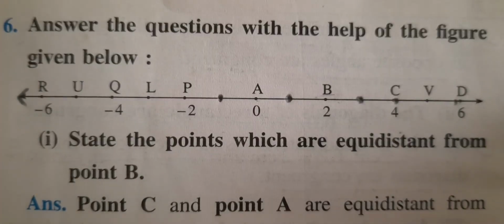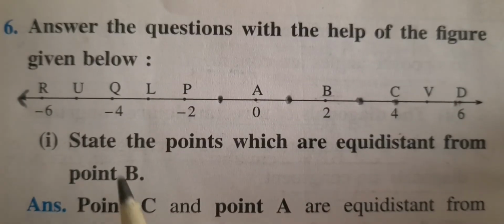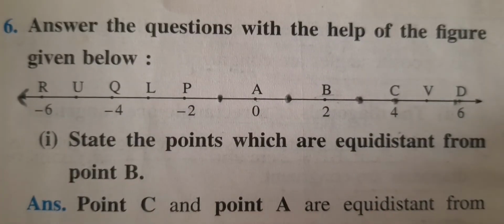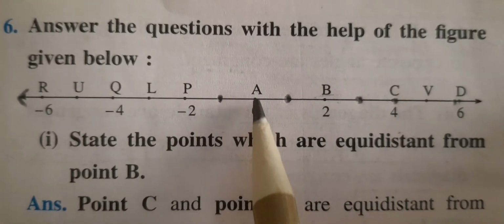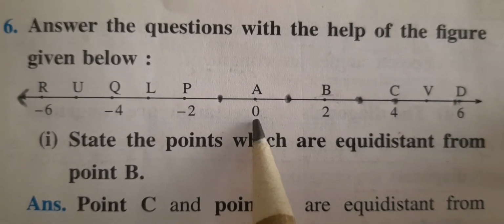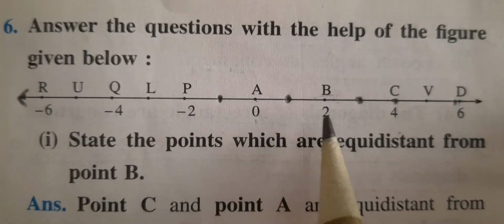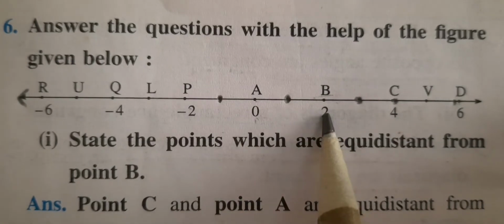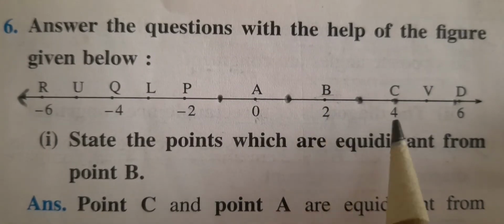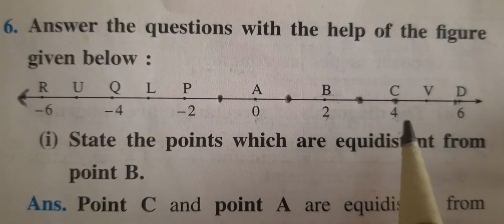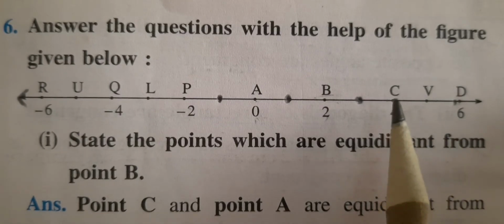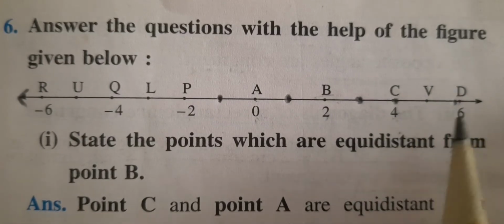Students, let's go to question number 6. In question number 6, we have to answer the questions with reference to the figure given below. On this figure, there is a number line. Point A represents 0, and after every 2 units they have named one point. From 0 to 2 is 2 units, point B. From 2 to 4 again 2 units, that is point C. From C to D again 2 units, from 4 to 6.